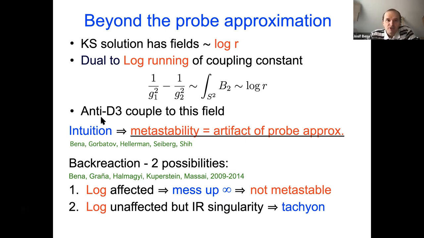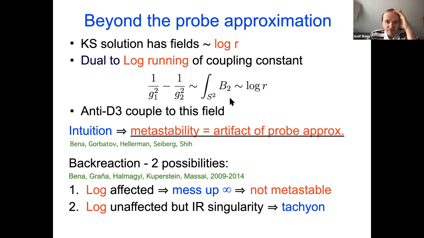If you go beyond the probe approximation, which was used by Kachru, Pearson, and Kallosh, what you find is that the anti-branes are coupled to this field. They talk to this field. It's not hard to see that there's an F5 of the anti-branes and the B2 and the H and the F3 of the background, and they all talk to each other.